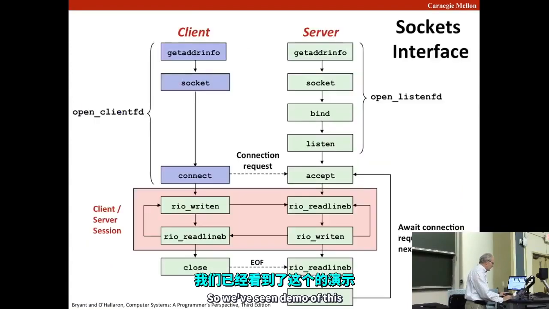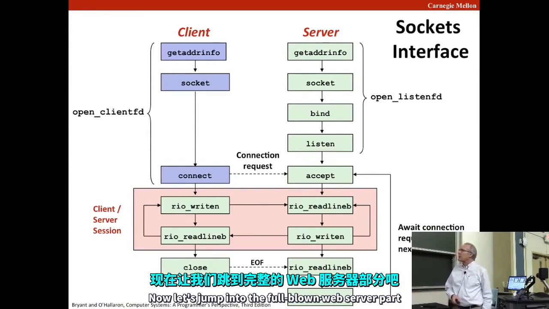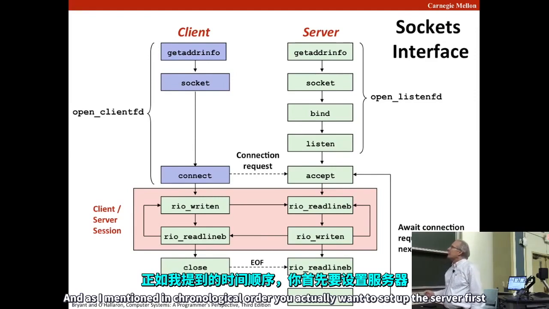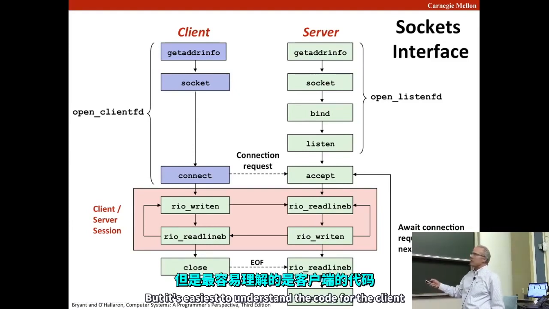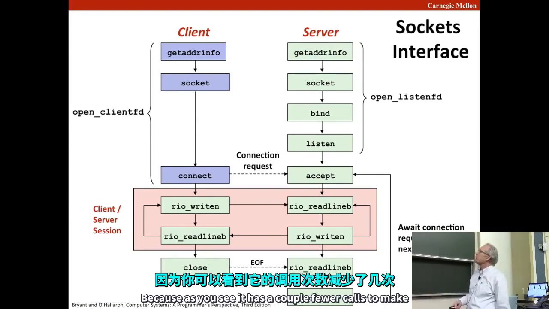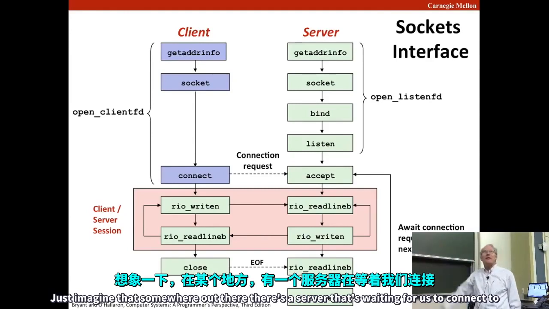So we've seen a demo of this. Okay, so now let's jump into that. It shows you a little bit of this getaddrinfo API. Now let's jump into the full-blown web server part. And as I mentioned, in chronological order, you actually want to set up the server first. But it's easiest to understand the code for the client, because as you see, it has a couple fewer calls to make. So let's go through the client and just imagine that somewhere out there, there's a server that's waiting for us to connect to.